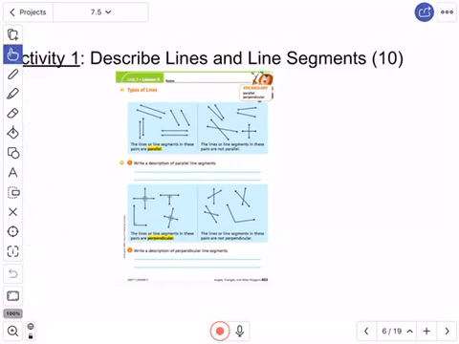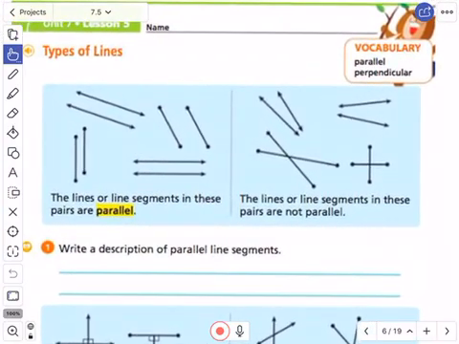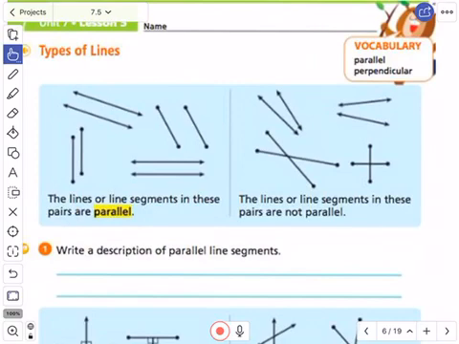If you have your math book in front of you, you can open it too if you want to, but it'd probably be easier just to look at what I'm doing. The first part I'm going to talk about is just types of lines. I'm going to start right over here. Watch that laser pointer, looking at parallel lines.